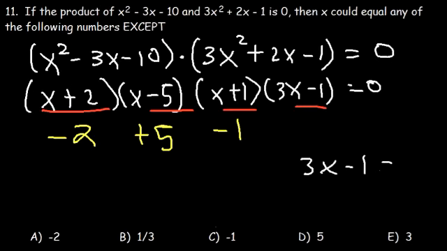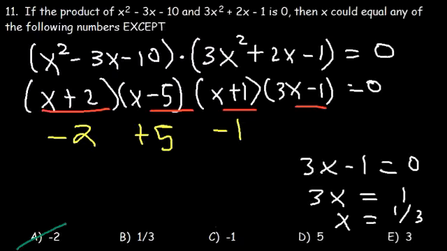Now, if 3x minus 1 is equal to 0, to solve for x, we need to add 1 to both sides. And then we need to divide by 3. So x is therefore equal to 1/3. So those are the 4 possible values for x. Now we're looking for the exception. So we could eliminate answer choice A, B, C, and D, because we have those 4 answers: negative 2, 1/3, negative 1, and 5. So the exception is E. X does not equal 3 in this equation. So therefore E is the right answer for this problem.